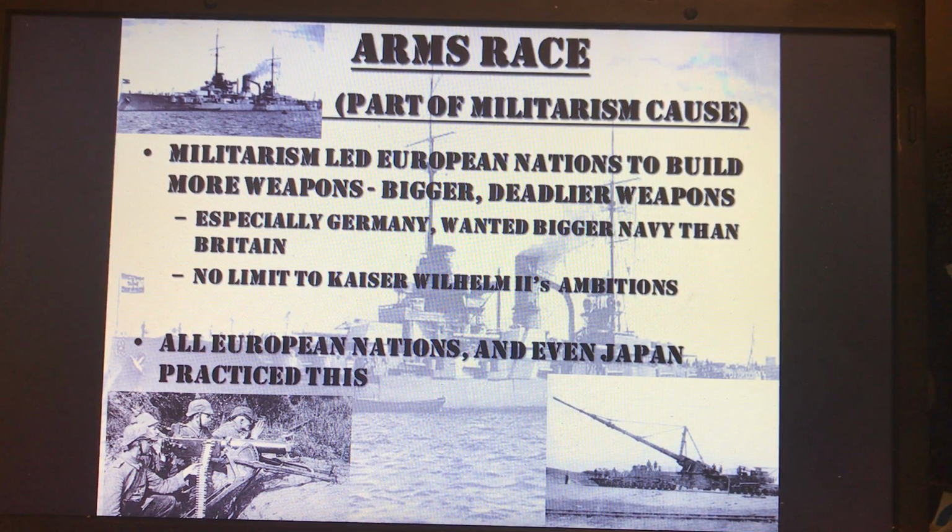Now, Kaiser Wilhelm II was the leader of Germany just prior to the war and during the war. And his ambitions, not to mention his ego, were extremely large. Wilhelm in particular wanted to have a larger and more powerful navy than Britain. No small feat. But that's what Kaiser Wilhelm set his sights on, and he pushed his country to do just that. Now, in addition to all European nations practicing this arms race and militarism, even Japan, way over on the other side of the world in Asia, was practicing this. Japan was also building up its military. They wanted to get in on the great power status game. More about Japan later.